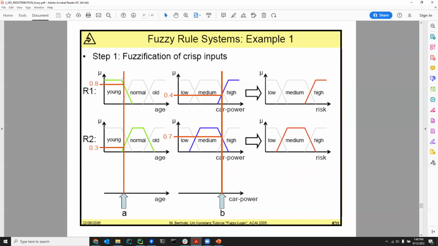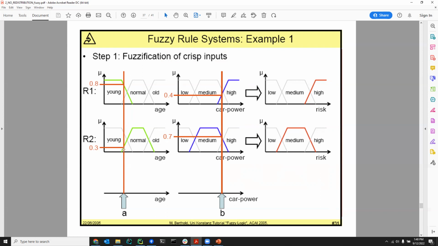So in the first rule, this is the value for age. We get the membership value in young, which is 0.8. We also look at the membership value of car power, which is in high at a membership value of 0.4. We then know that because of our rule, if you're in these two membership functions, your output membership function is high, you have high risk. Looking at the other rule, we see that normal and medium are activated for age and car power, and that means that our risk is medium.